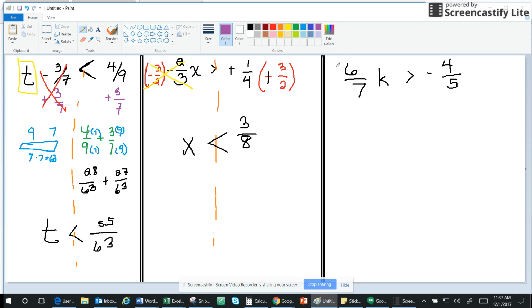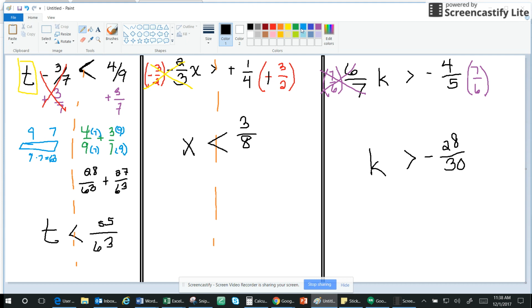So here we go. I see multiplying by fractions, so I'm going to multiply by the reciprocal, which is dividing by that fraction. These guys cancel. I get left with k. Now, I did not multiply the right side by a negative, so the inequality symbol stays the same, and we wind up with 4 times negative 7 is 28. 5 times 6 is 30.